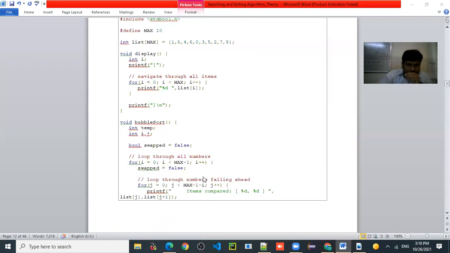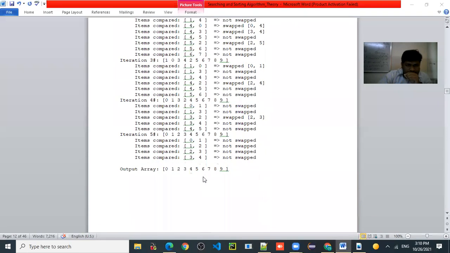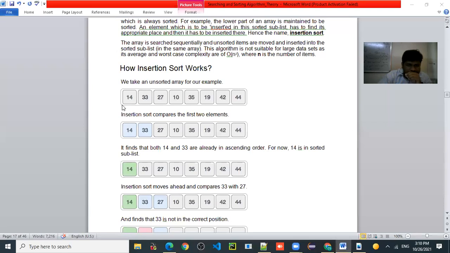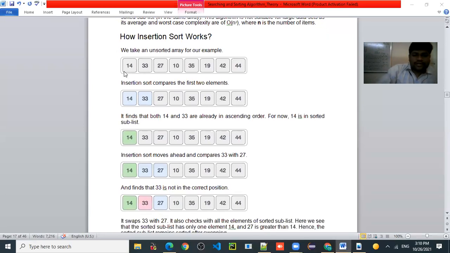Now next, insertion sort. What do we do in insertion sort? So this is the unsorted array. First two elements we are comparing, so 14 and 33. How are we comparing these? Same logic we are using, right? So 14 is the smallest element.